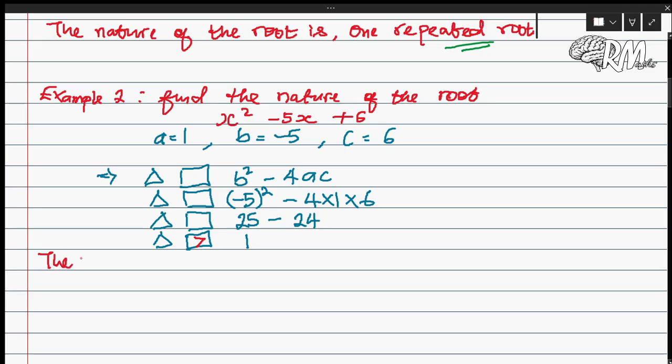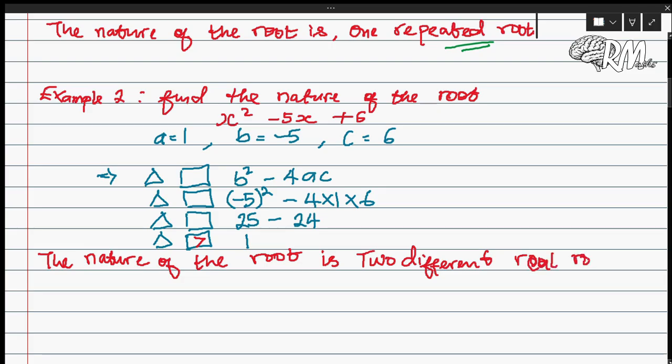Then we can now say the nature of the root is two different real roots. So by this is our final answer.